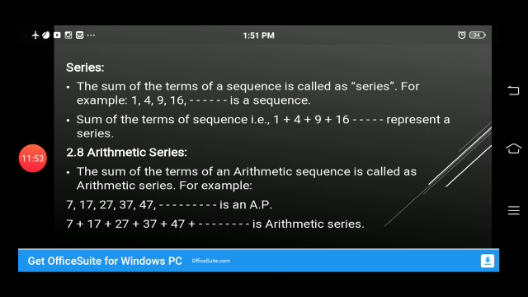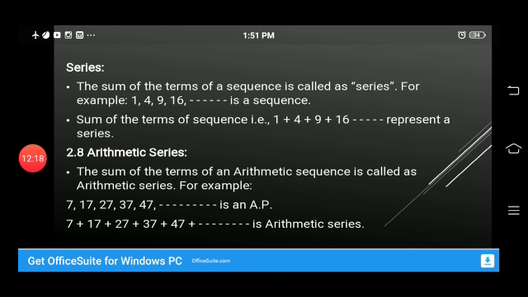Series. The sum of the terms of a sequence is called a series. For example, 1, 4, 9, 16 is a sequence. But if we write it as 1 plus 4 plus 9 plus 16, then it represents a series. Now, we will discuss the arithmetic series.